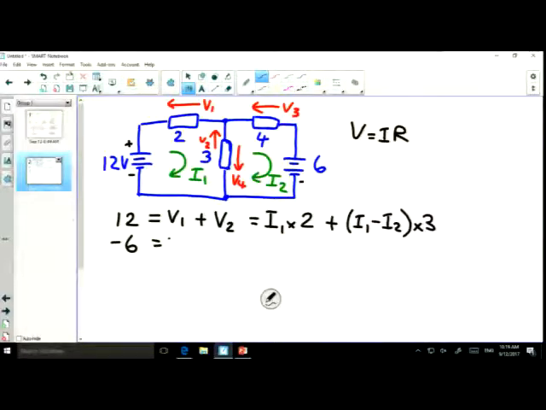But V3 plus V4. So again, current going through the 4-ohm resistor is I2, so we could just write that as I2 times 4. And then the thing causing V4 drop is the current going through the 3-ohm resistor, which is I2 minus I1. And it's a 3-ohm resistor. Okay, then we can rearrange those to get simultaneous equations.